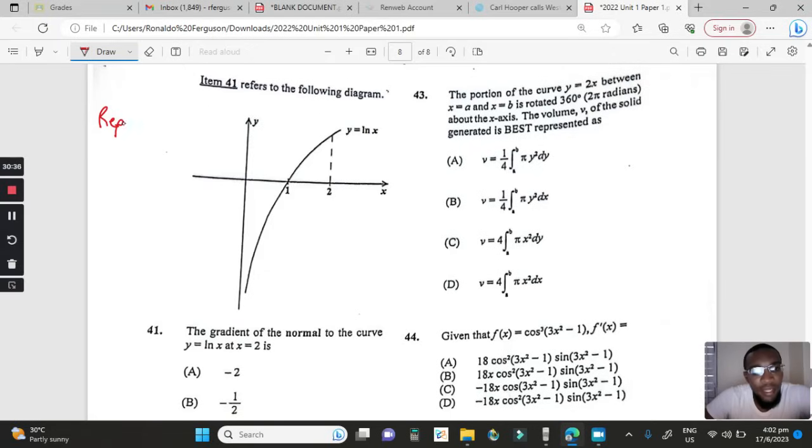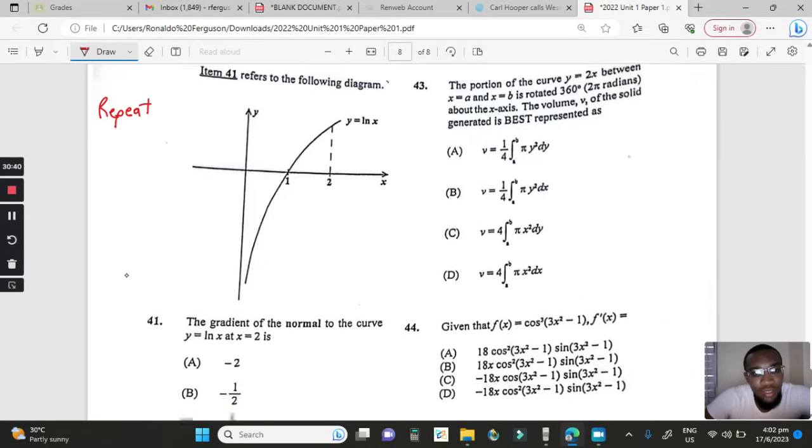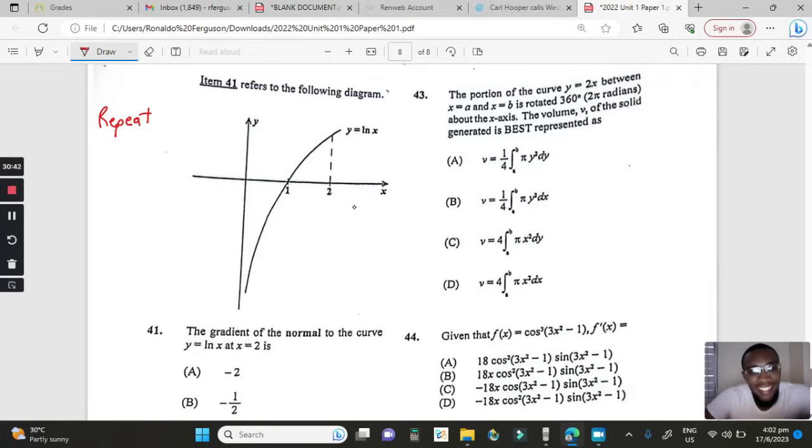This one is a repeat. They want the gradient of the normal at 2. I don't remember the answer, so might as well work it out. y is ln x, so dy/dx is 1 over x. Then put in the 2. 1 over 2 is the gradient of the tangent. So the gradient of the normal is negative 1 over the gradient of the tangent, which is negative 2. That's option A.